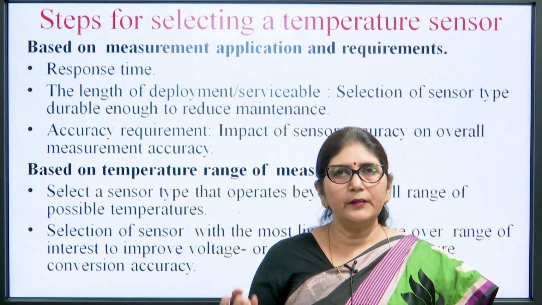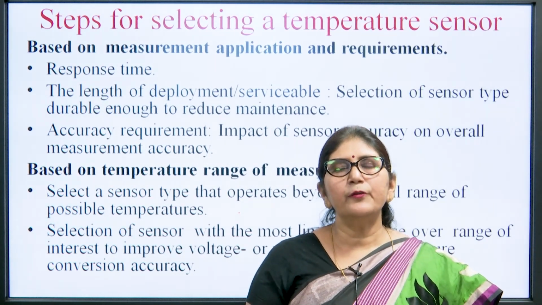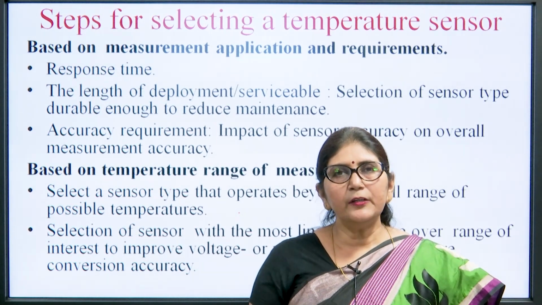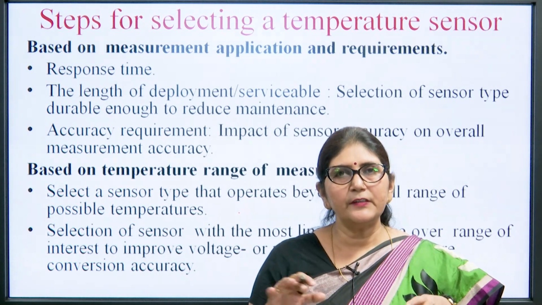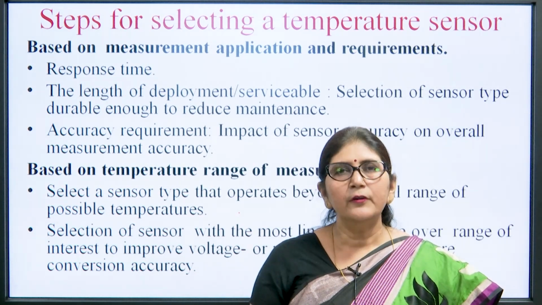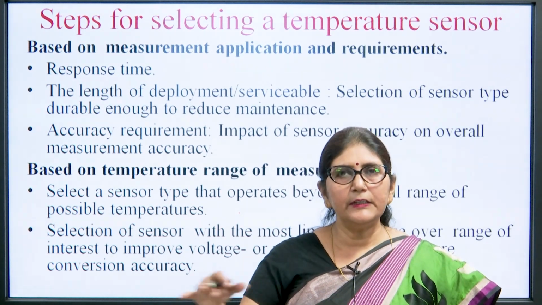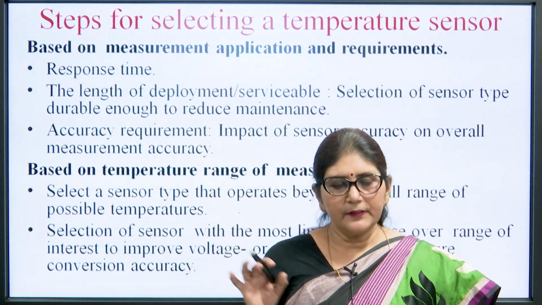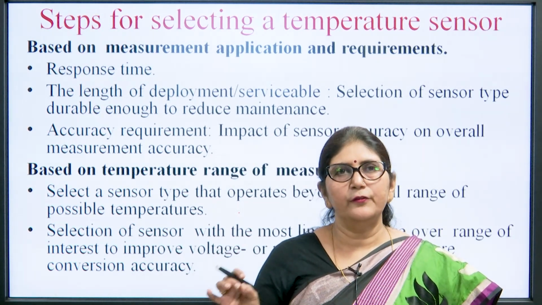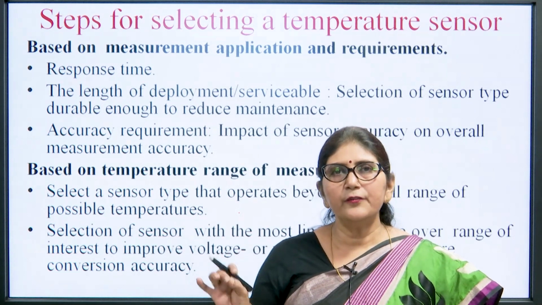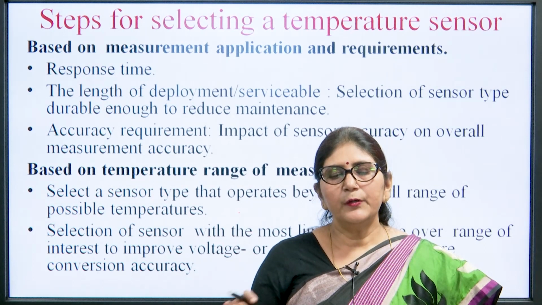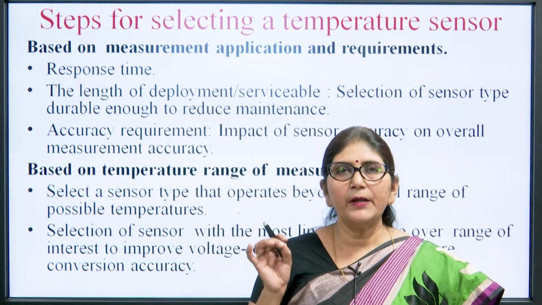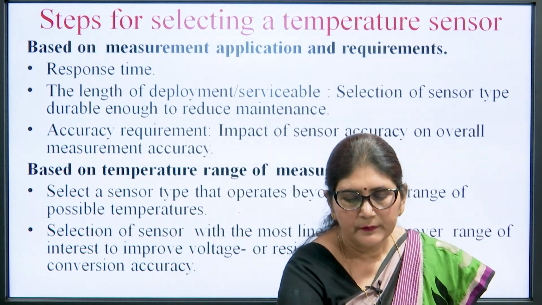Suppose we have to measure a temperature from 100 degree to 700 degree, then our temperature sensor should have the capability to give the same response, the same input-output ratio, for all the temperatures, which means it has a linear output for the whole temperature range. Then select the sensor with the most linear response over the range to improve the voltage to temperature conversion accuracy, because the temperature is to be converted into voltage. So, it should have the same accuracy for all the conversion.